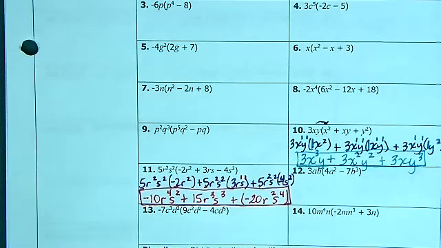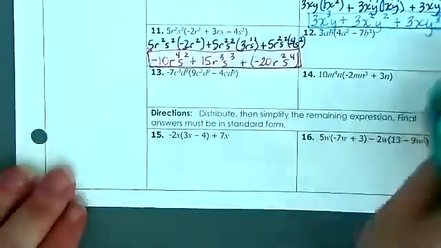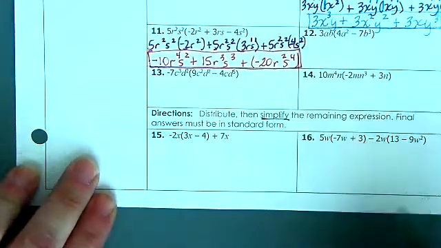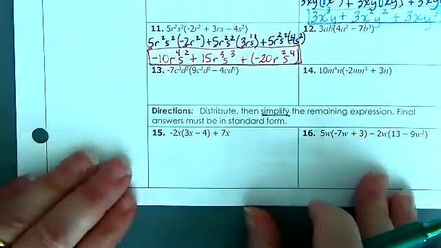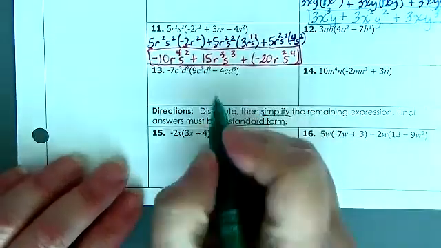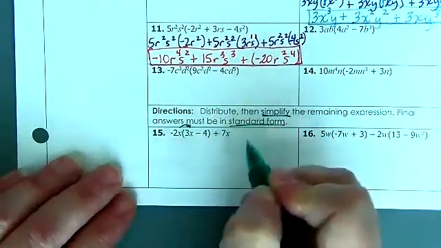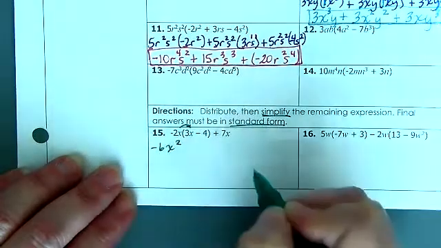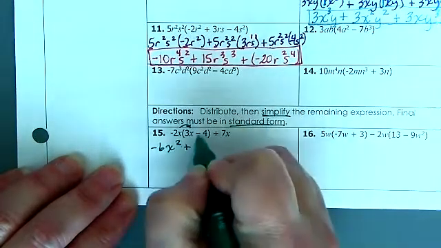Okay, moving right along. Let's jump down to number 15. Okay, this is where we're adding in. Yes, we have to multiply, but now we're simplifying. We have to simplify it all the way down and make sure that it's in correct standard form. So first things first, I'm going to distribute. So I'm going to have negative 2x. So that's going to give me a negative 6x squared plus, because that's a negative 4.